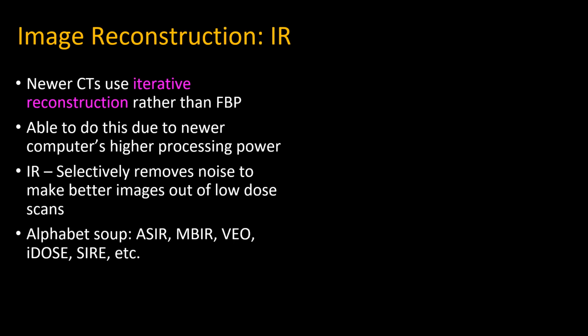Newer CTs use a process called iterative reconstruction rather than filtered back projection. And it's not important to know the details of this, but just know that iterative reconstruction can correct for noise and allows us to use a lower dose. Iterative reconstruction is a more modern technique allowing for lower dose, basically.